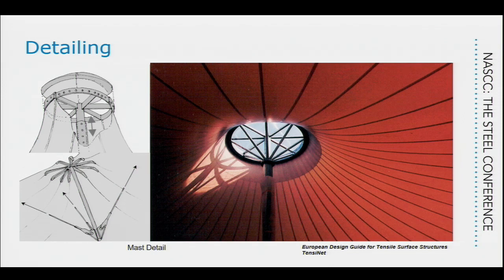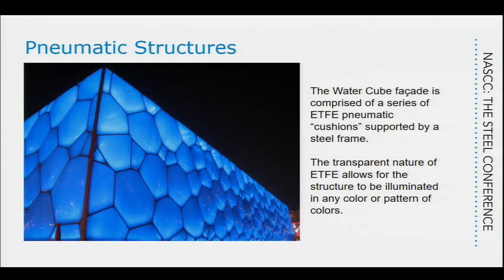So everything that we've talked about so far, that's conventional membrane structures. Those are the ones that you're going to see the most everywhere. But we have some pneumatic membrane structures, and fortunately, there's very famous examples of these. During the Beijing Olympics, anybody see that structure? Everybody? Okay, so that's the water cube. In the water cube, they used it as a facade.